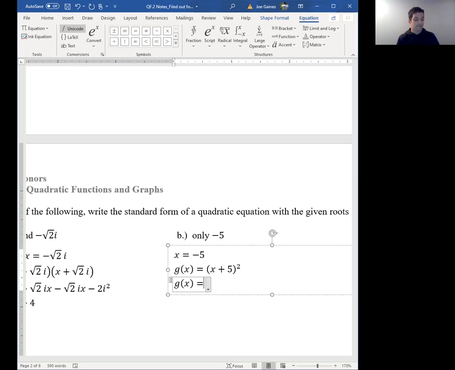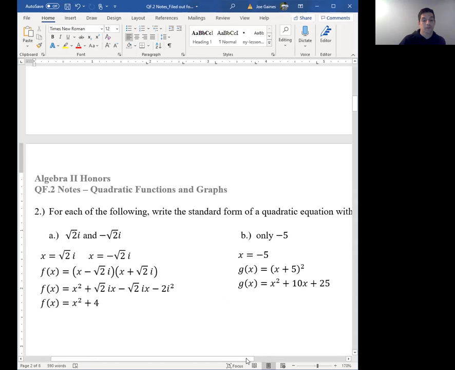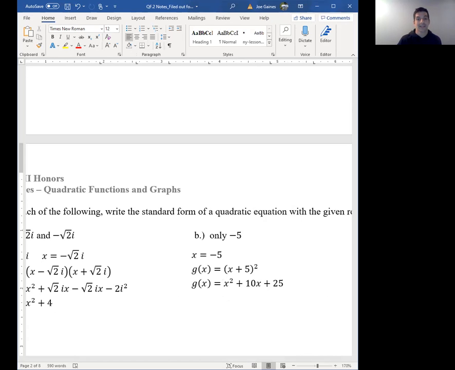Let's make this a little bit faster. Remember that it is the square of the first term, so x squared, 2 times the two terms multiplied together, so 5x times 2, which would be 10x, and then the square of the last term, 25. So my function for g of x is x squared plus 10x plus 25.